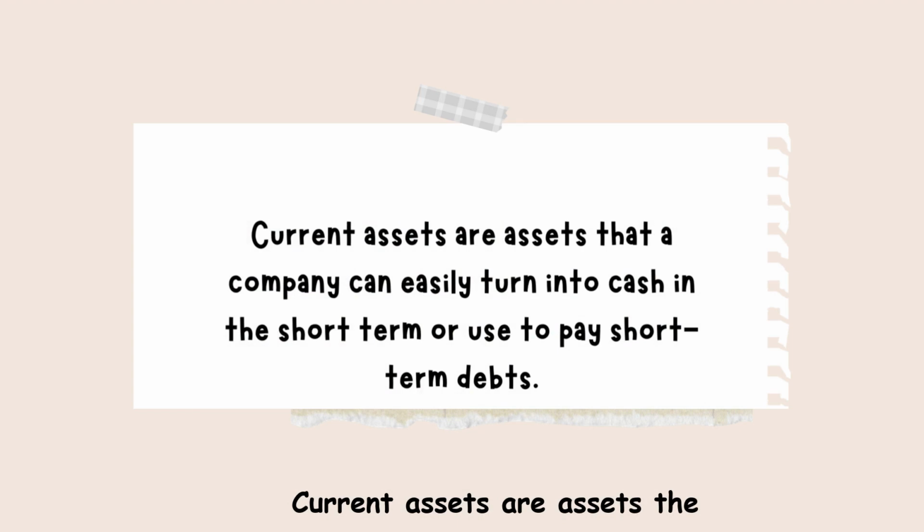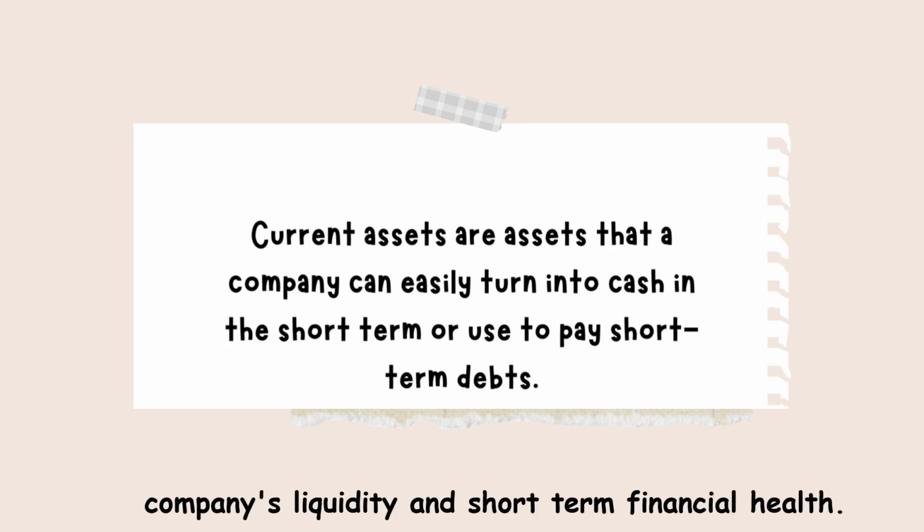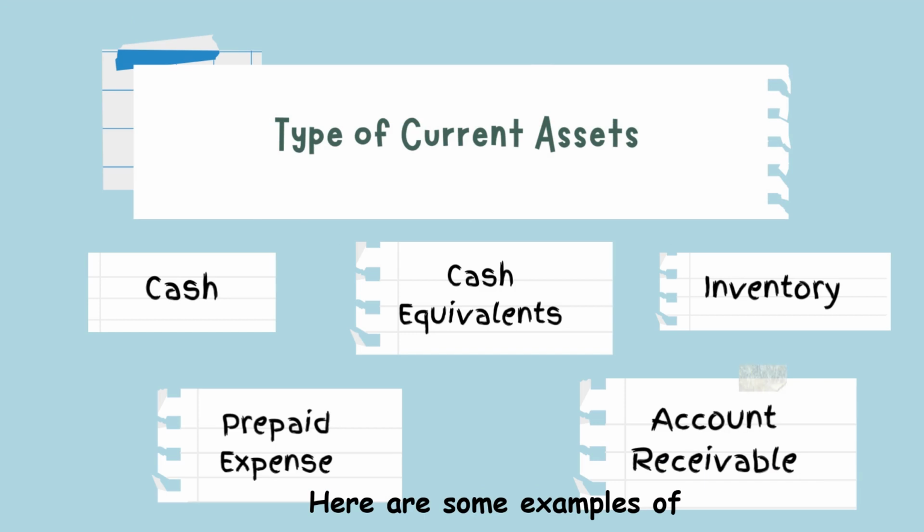Current assets are assets the company can easily turn into cash in the short term or use to pay short-term debts. More simply, they can be understood as real money. Current assets also reflect the company's ability to meet its daily expenses and liabilities, so they can also help measure a company's liquidity and short-term financial health. Here are some examples of different types of elements that belong to current assets.